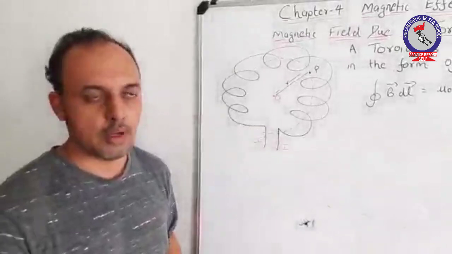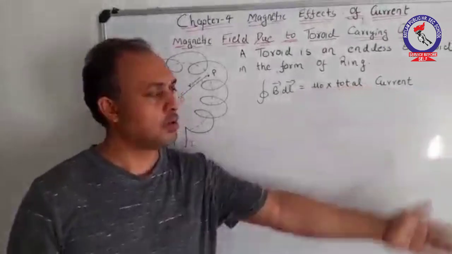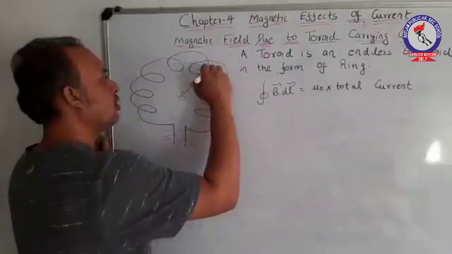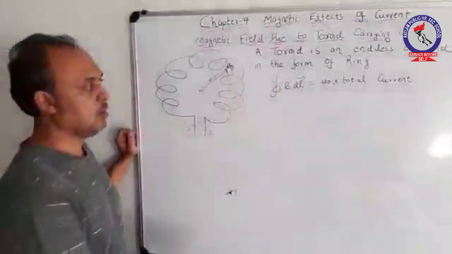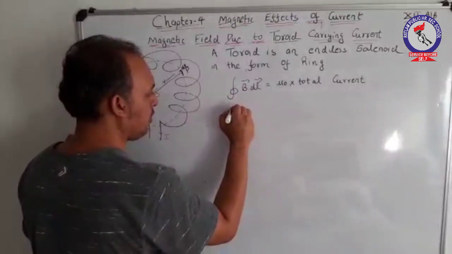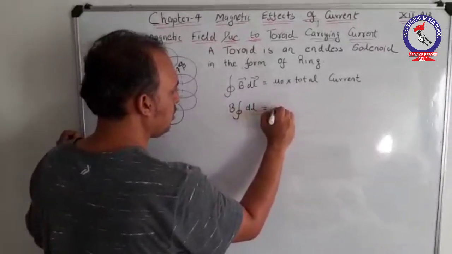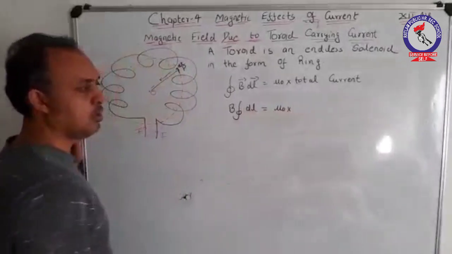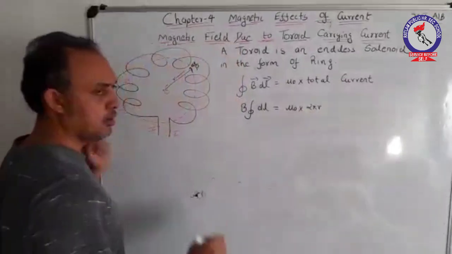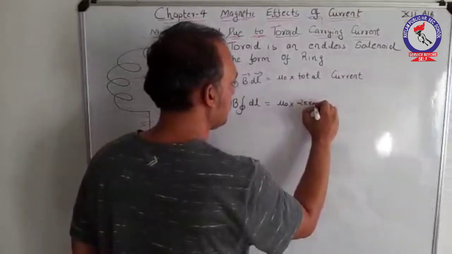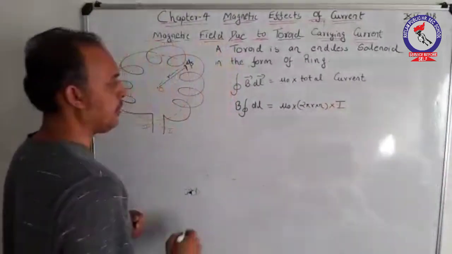Going for the expression by Ampere's law, we know that the closed line integral of B dot dl is equal to mu naught times the total current. Considering a small element dl over here, moving on towards the expression, you have B times the line integral of dl is equal to mu naught times the total current, that is, 2 pi r, the length of the solenoid, into n, the total number of turns, multiplied by I.